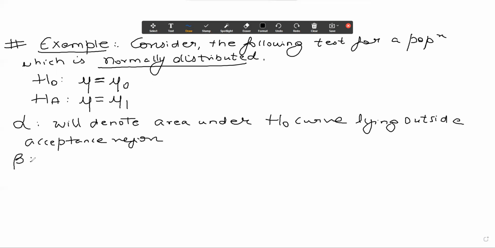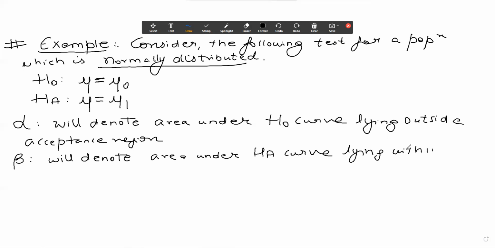and beta will denote the area under the HA curve, that means the alternate hypothesis curve, lying within the acceptance region. Now students may not have understood the lines, but once you look at the diagram, it becomes more clear. So you can look at the diagram I'm making.